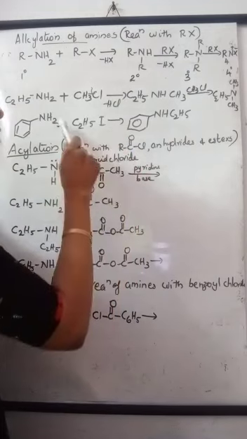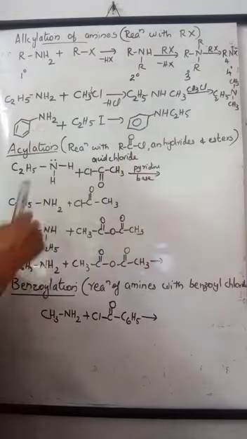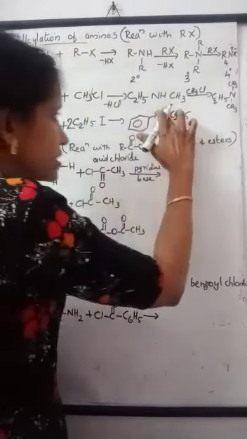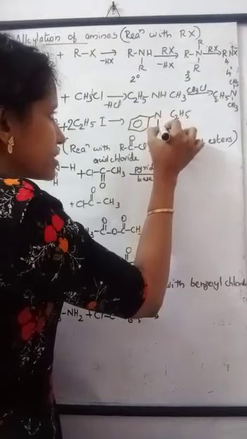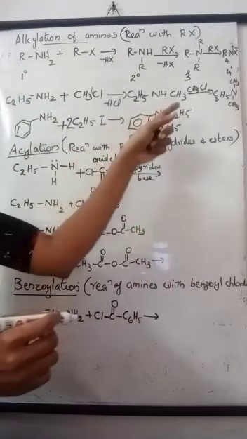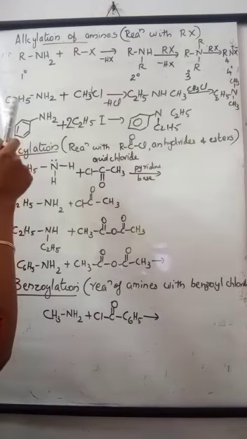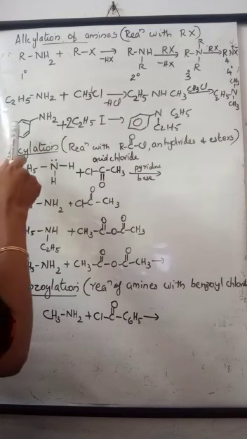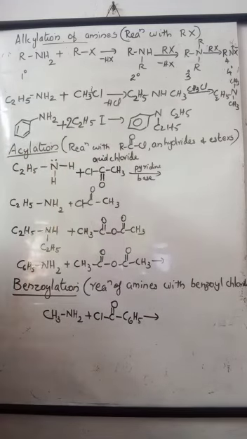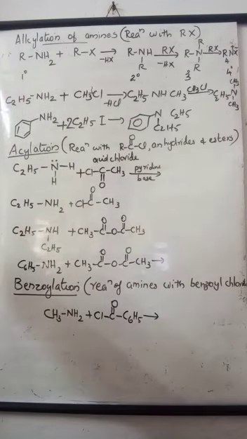If one more ethyl iodide molecule is used, this hydrogen is also replaced by C2H5 group. That means if you use two C2H5I molecules, this hydrogen also gets replaced by C2H5 group. That is N,N-diethylbenzeneamine or aniline. So this can be used for converting a primary amine into secondary or secondary into tertiary. This is alkylation of amine.